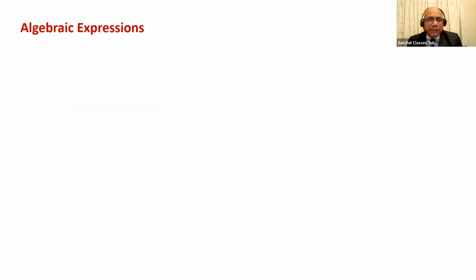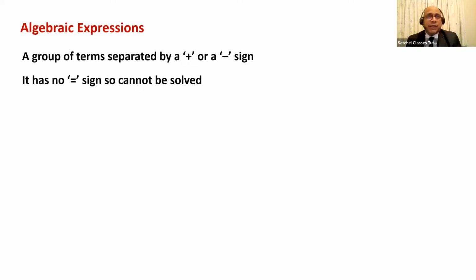We have learned about algebraic expressions in one of the previous lessons. You may watch that video if you want. An algebraic expression is a group of terms which are separated by a plus or a minus sign. The important thing is an expression doesn't have an equal to sign and hence it cannot be solved.